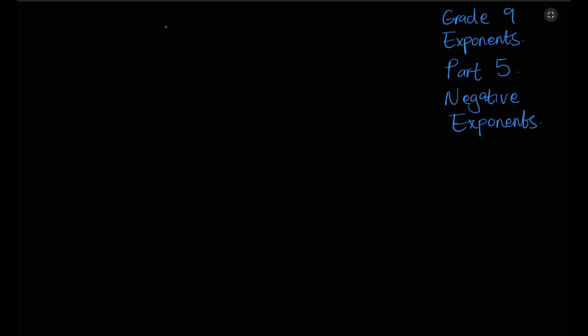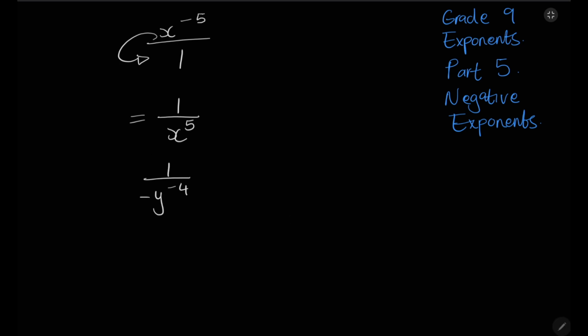Now let's try to simplify x to the power negative 5. How do we solve this? We take this x to the denominator, and we'll be left with 1 over x to the power 5. Now how do we solve 1 over y to the power negative 4? We have to take this y to the numerator so that our exponent can turn from negative 4 to positive 4. We'll have y to the power 4 as our answer.